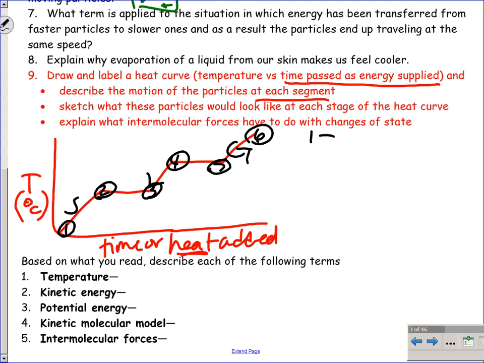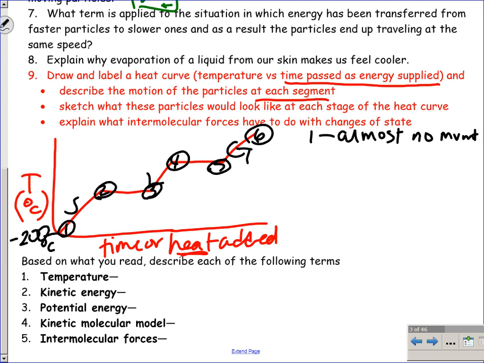Okay, so at point 1, what's happening with the motion of particles? They're really slow. Okay, so I'm going to say almost no movement. So they're moving really slow. And that might be at, like, let's just say negative 200 degrees Celsius, something pretty low, so it makes sense. But they have no, or basically lowest kinetic energy we can get. So they're very slow in their movement.